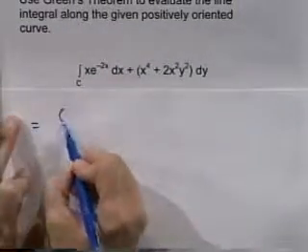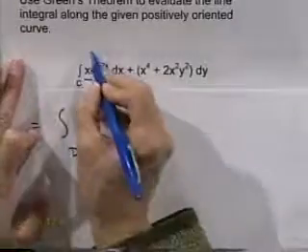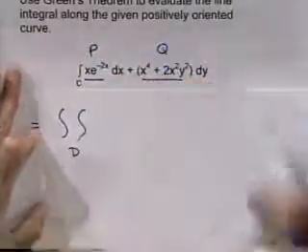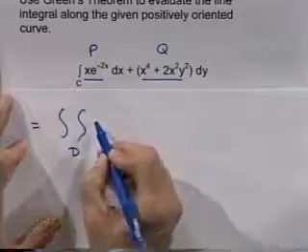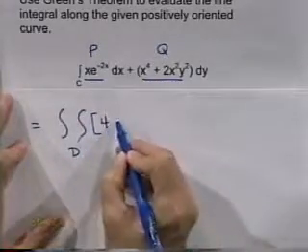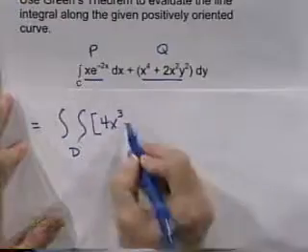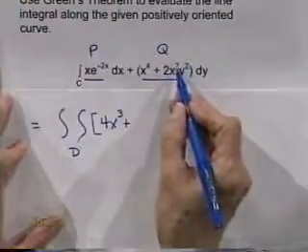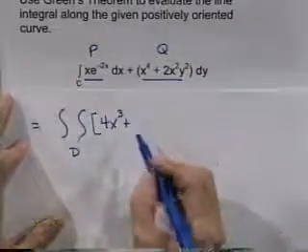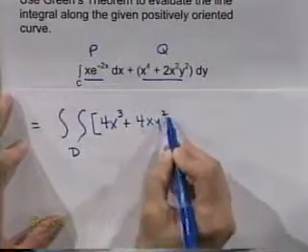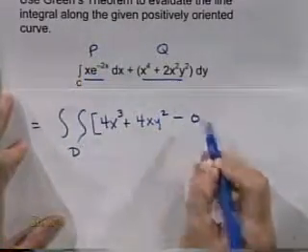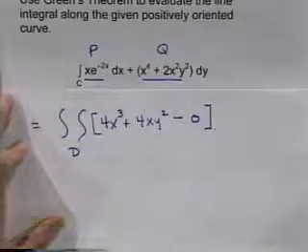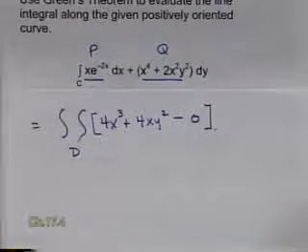So using this, setting up this integral here, this is going to be the integral over D of, this is my p, this is my q. So what's the partial of q with respect to x? The partial of q with respect to x is 4x cubed plus 4xy squared, minus the partial of p with respect to y, which is 0. Okay? Everybody okay?